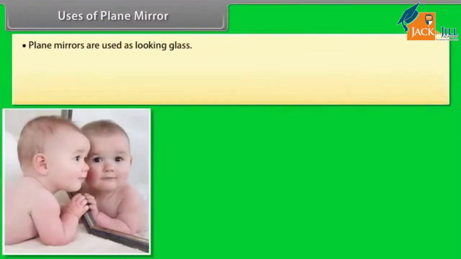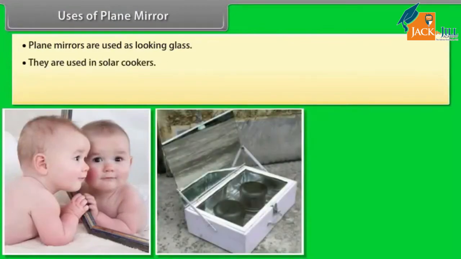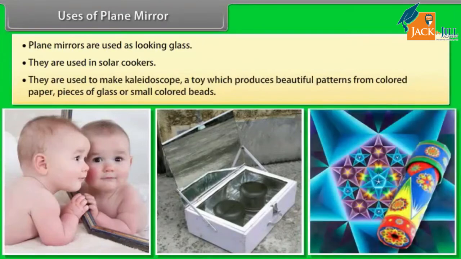Plane mirrors are used as looking glass. They are used in solar cookers. They are used to make kaleidoscope, a toy which produces beautiful patterns from colored paper, pieces of glass, or small colored beads. Laws of reflection.